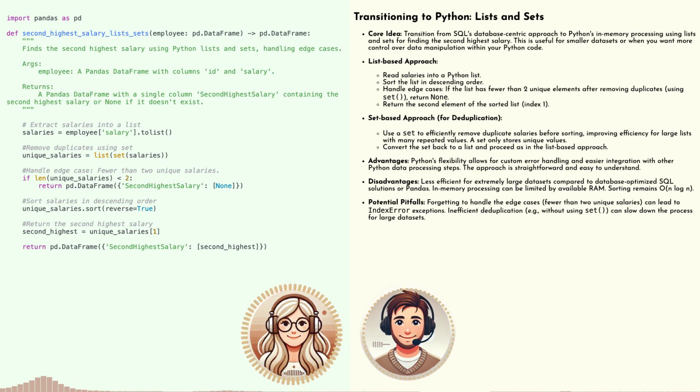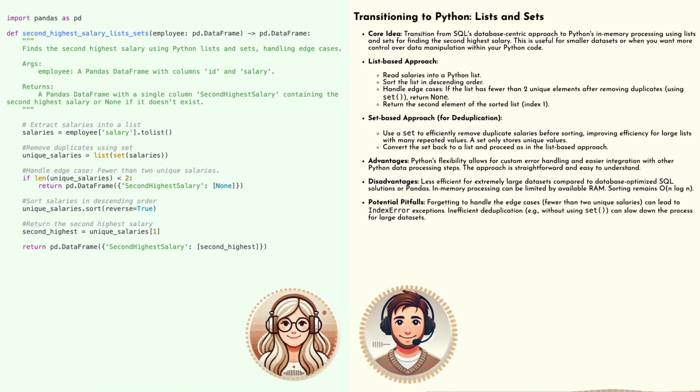One option is to use Python's list manipulation capabilities. We could store all the salaries in a list, sort it in descending order, just like before, and then just grab the second element. So that's pretty similar to the brute force sorting approach we discussed earlier. It is similar. But Python lists are very flexible, right?